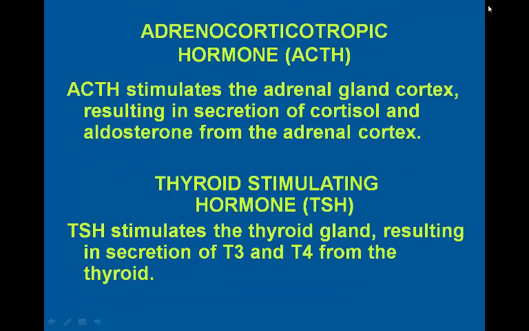Two other hormones of the anterior pituitary are ACTH and TSH. ACTH stimulates the adrenal gland cortex. It causes the adrenal gland to release hormones of its own, called cortisol and aldosterone. Thyroid stimulating hormone, as the name implies, stimulates the thyroid gland, causing it to release hormones called T3 and T4.